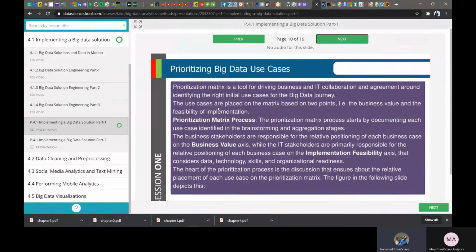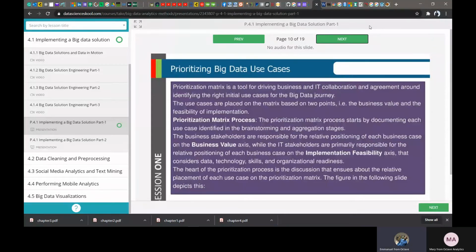So here, prioritizing use cases. The prioritization matrix is a tool for driving business and IT collaboration and agreements around identifying the right initial use case for the big data journey. The IT guys are the ones that are going to talk about the implementation feasibility, because they are the ones that want to implement the solution.